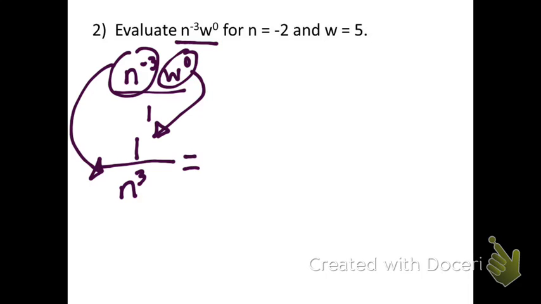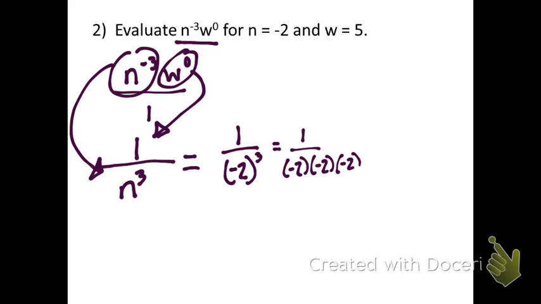Now we can start substituting. So whenever we see a letter, we open parentheses. So we have 1 over n is -2. Open parentheses, and it's to the 3rd power. This is like saying 1 over -2 times -2 times -2. Multiply this out. -2 times -2 times -2 is going to be equal to -8. So it's 1 over -8.